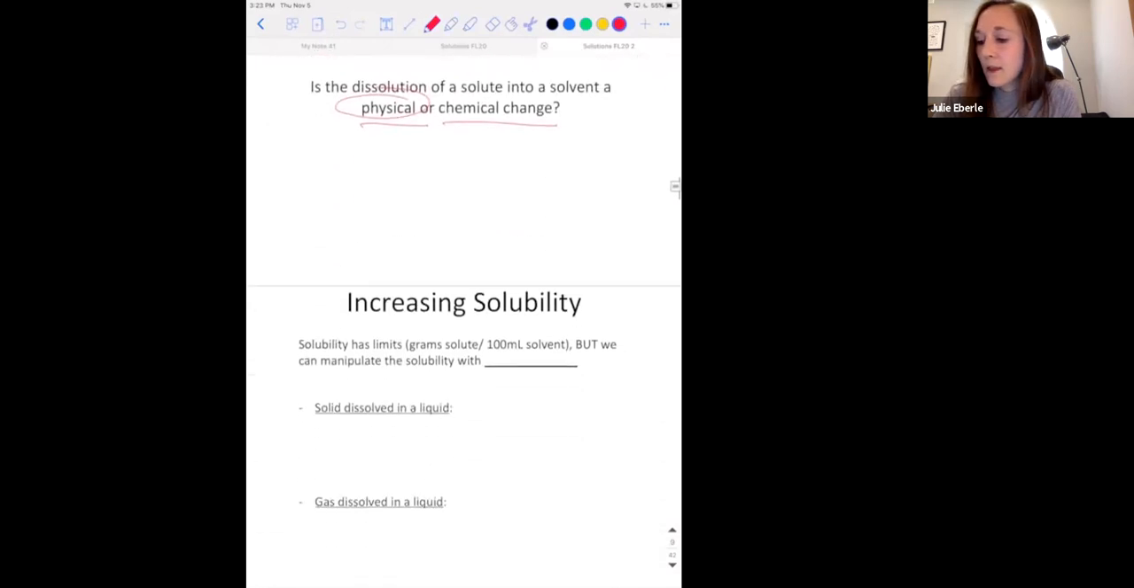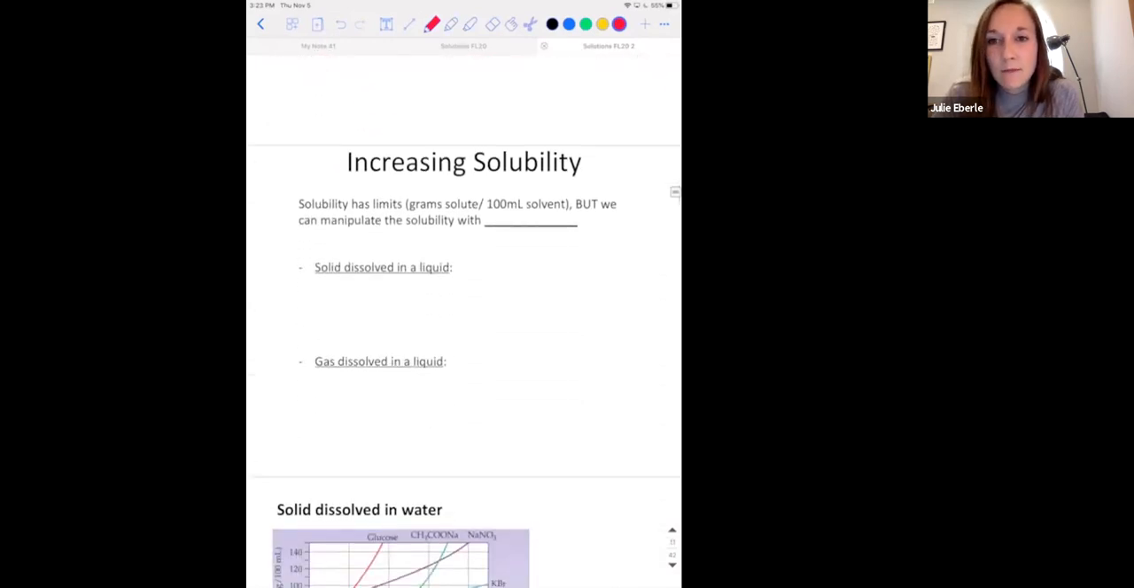Okay. All right, increasing solubility. So this is for all you rule breakers out there. Who's a rule breaker? Who's like, rules were made to be broken? That's the way I see things. Who is my rule follower? Any rule followers?